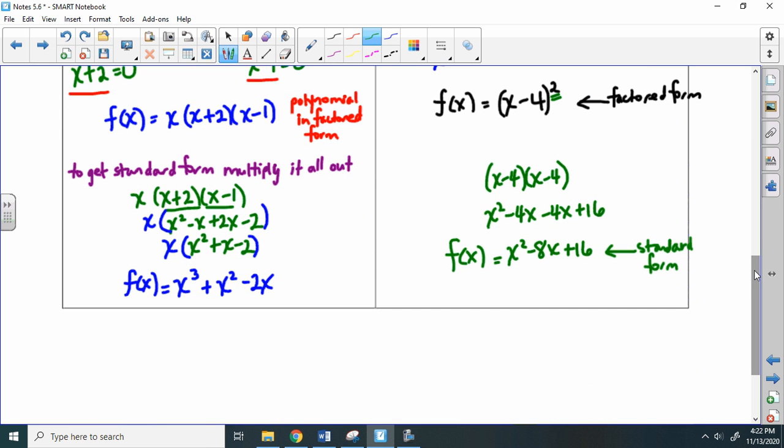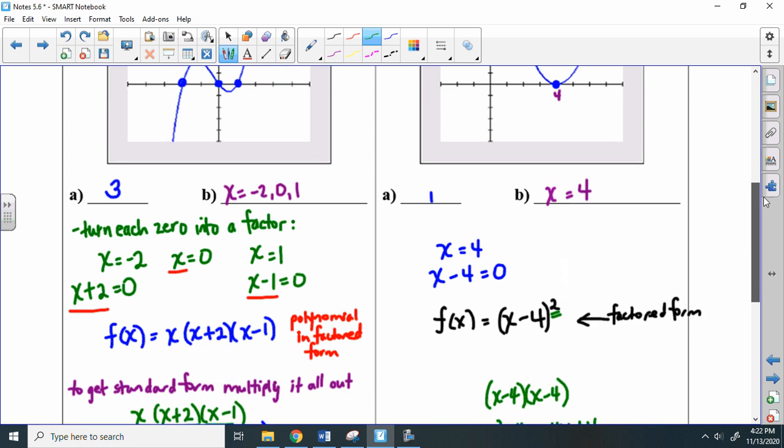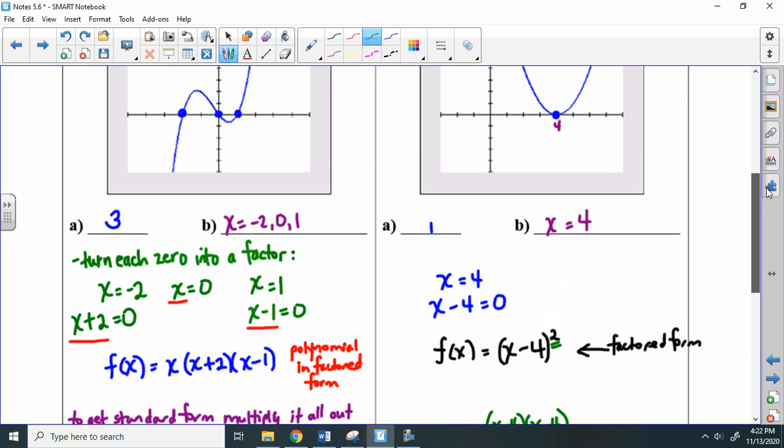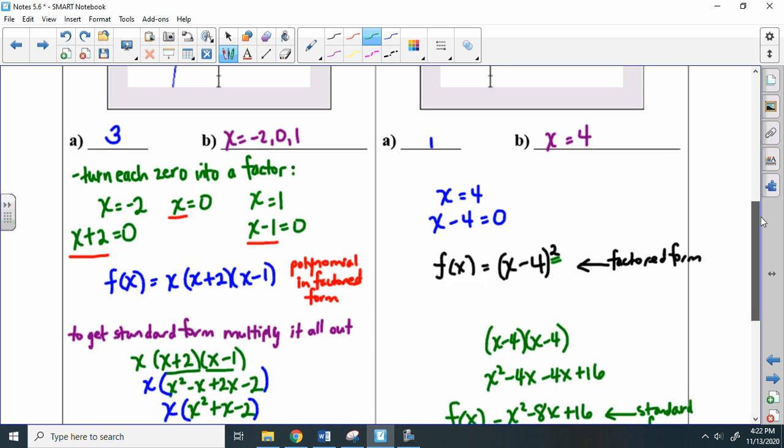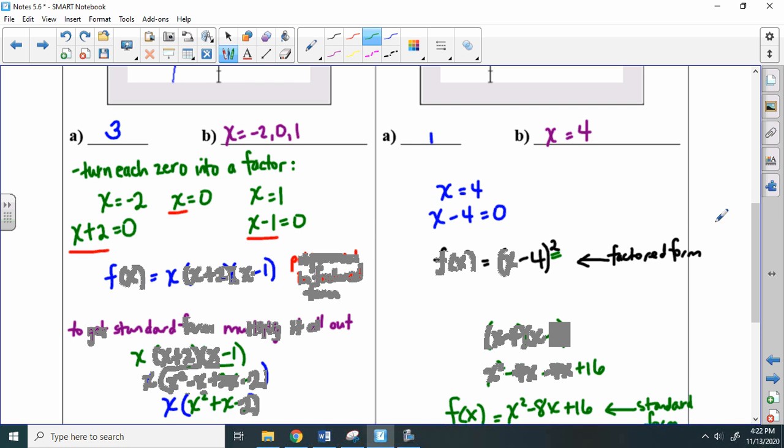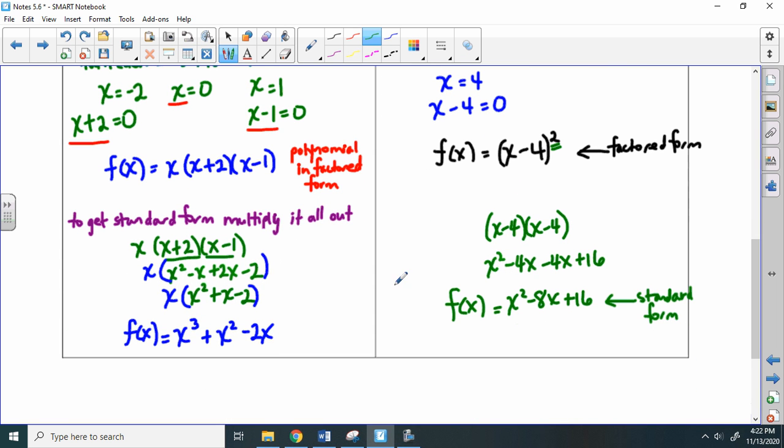So for this part, we were just picking the zeros off of the graph, turning them into factors, and writing a polynomial in factored form. And if I ever ask you for standard form, that means you are going to have to multiply it all out.